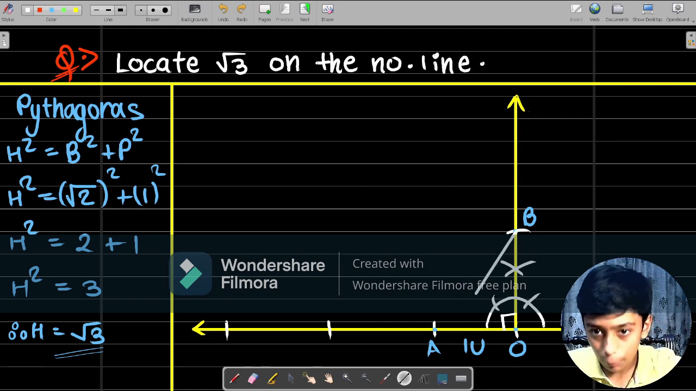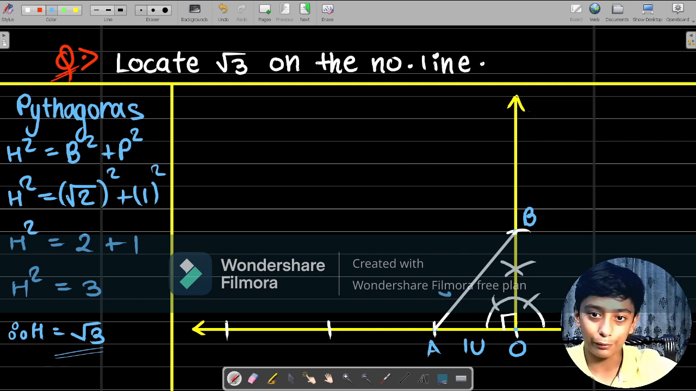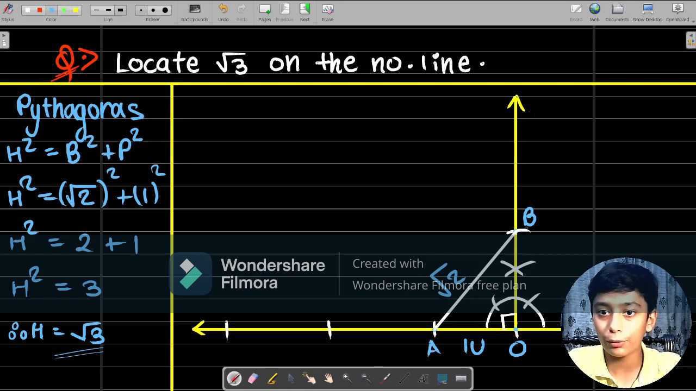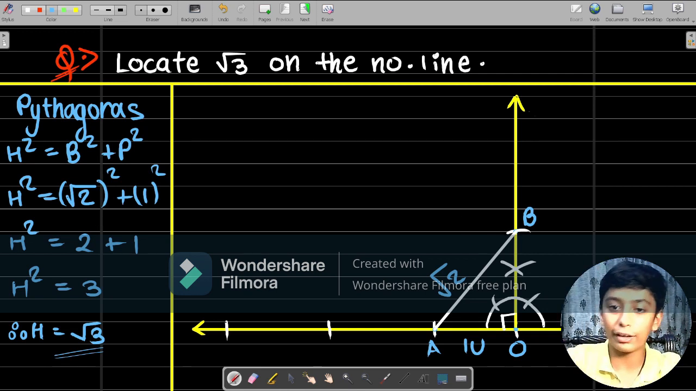So I joined it, and now this is equal to, or yeah, let me take a white line. So from A to B is the measurement of root 2. Now we have drawn root 2. Now root 2 is complete. We have not drawn root 3 right now. This is root 2.